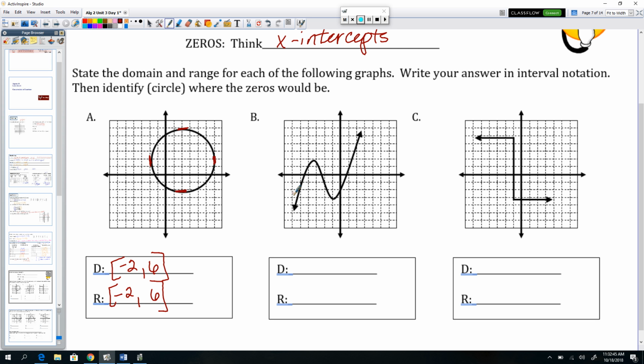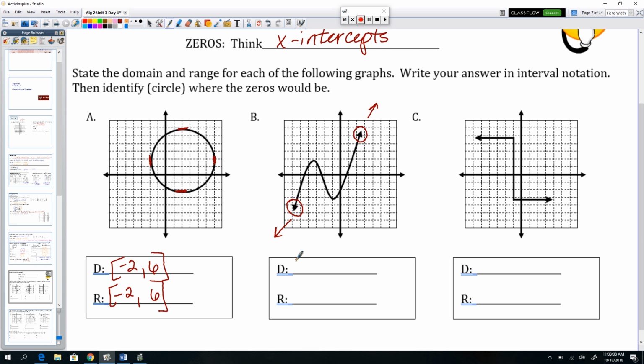For B, the domain of this, now take a look, we've got arrows going on here. These arrows indicate that we just couldn't possibly have enough graph paper to encompass this function. This arrow means if I had enough graph paper, it would go on forever and ever in that direction, to the right and up. And this arrow means it will go forever and ever down and to the left.